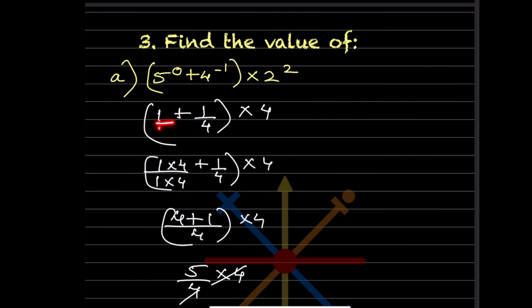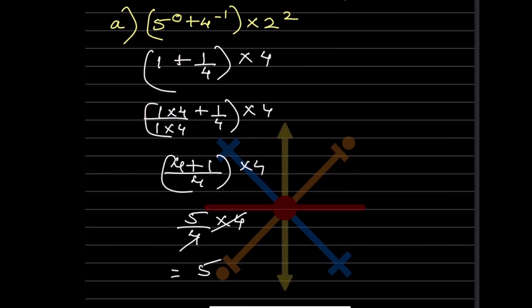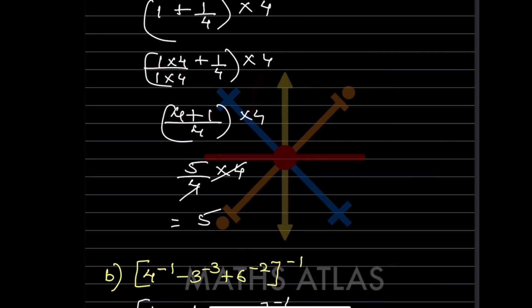So now we'll take the LCM. This is what I have taken over here. So the LCM is 4. So it will be here 4 plus 1 divided by 4, into this 4 as it is. So this is going to be 5 by 4 into 4. So this is going to be 1. So answer is 5.